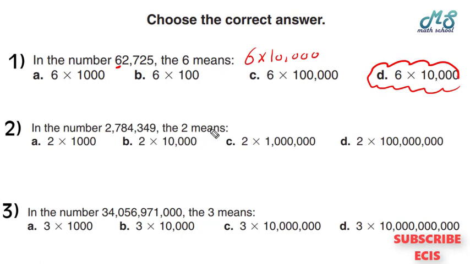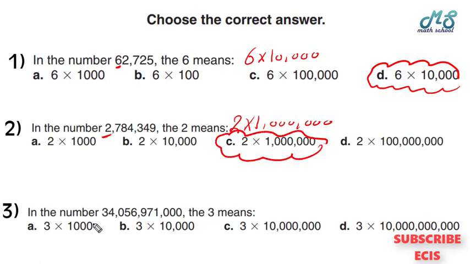Number 2, in the number, we have 7-digit number. 2,784,349. 2 means what? 2 in millions place. So its value is equal to 2 times 1 million. How can we write 1 million? Just write 1 and 2 groups of zeros. So its value is equal to 2 million. So the correct answer is C.